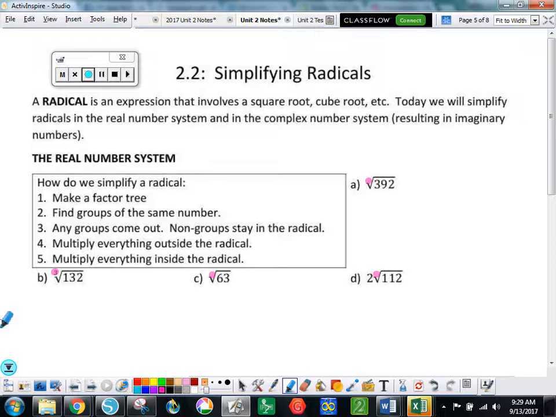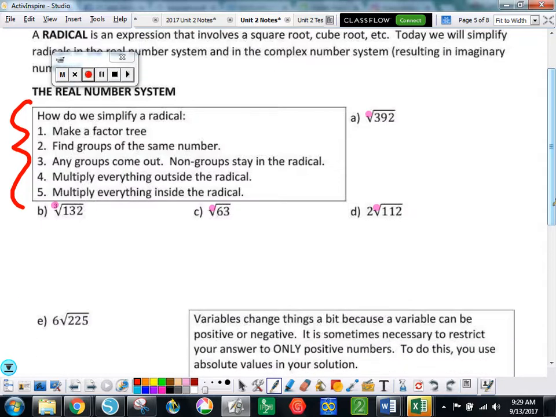So inside of this 392 is not a perfect square, but inside of it there are perfect squares. To start, if you don't remember when you get home how to do this, there's a step right there. We start by making a factor tree.